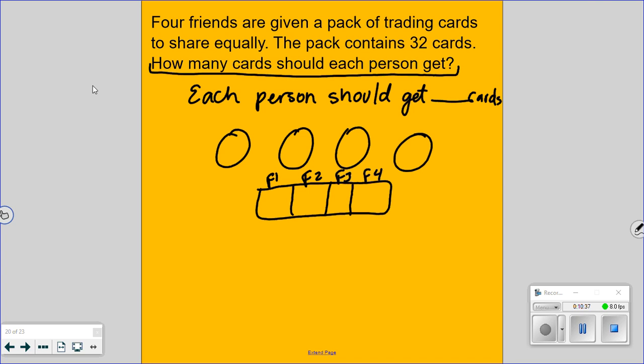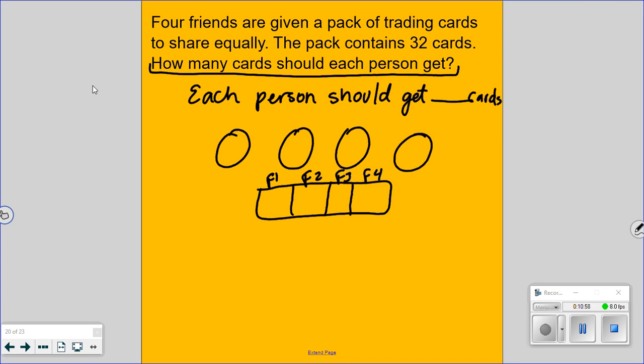That bar matches the first sentence that Connor read. We've got our 4 friends right there chilling, and they want to share a pack of trading cards equally. That tells me they're probably pretty good friends. Each person's going to get the same amount. Let's look at that next sentence.